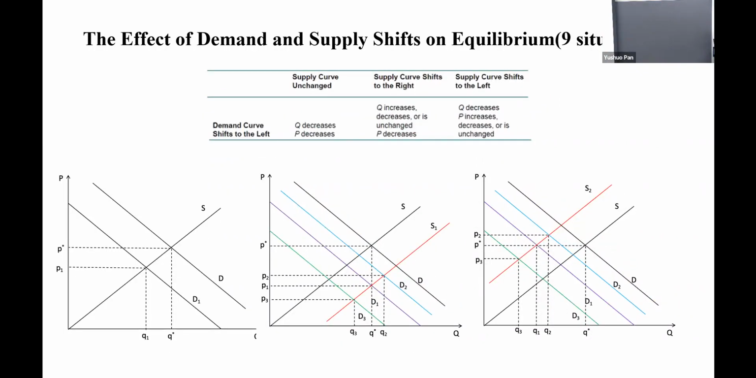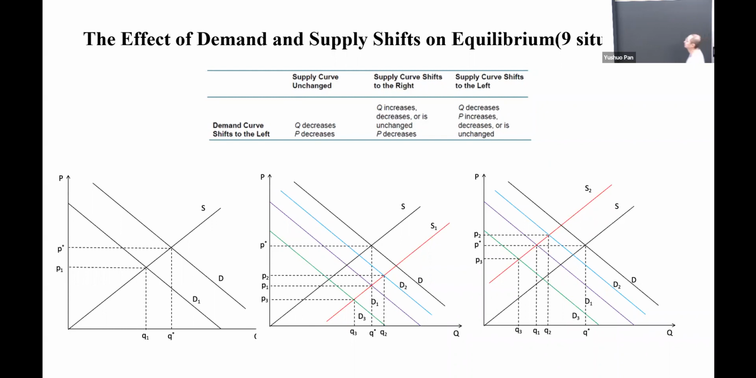The same for this one. The demand curve shifted to the left. If the supply curve is unchanged, then both quantity and the price will decrease. If the demand curve shifted to the left and the supply curve shifted to the right, then the quantity will increase, decrease, or unchanged. But the price, the P, will always decrease.